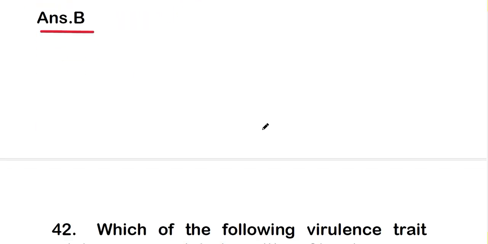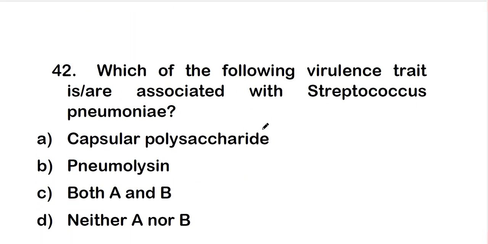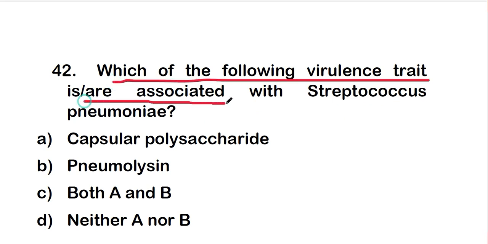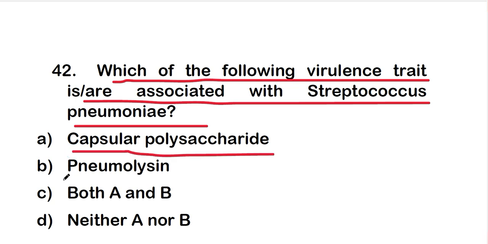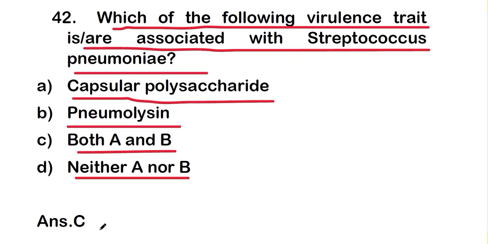So move on to the next question, number 42: which of the following virulence traits is or are associated with Streptococcus pneumoniae? The options are option A capsular polysaccharide, option B pneumolysin, option C both A and B, option D neither A nor B, and the right one is option C, that is both A and B is the correct answer. The correct virulence traits associated with Streptococcus pneumoniae are capsular polysaccharide and pneumolysin.